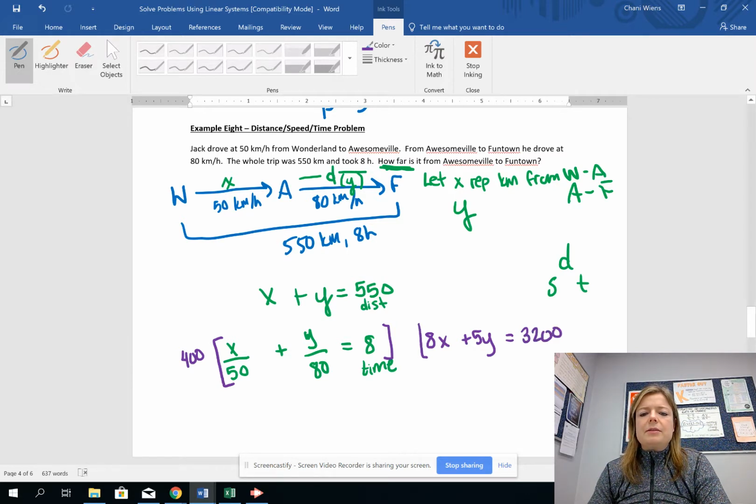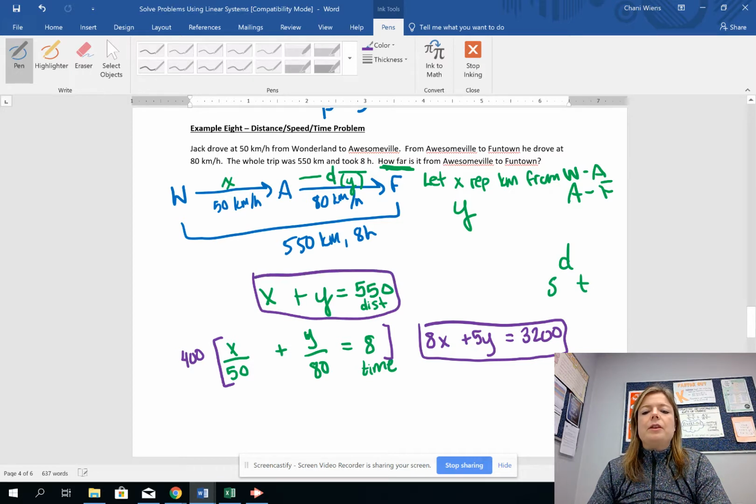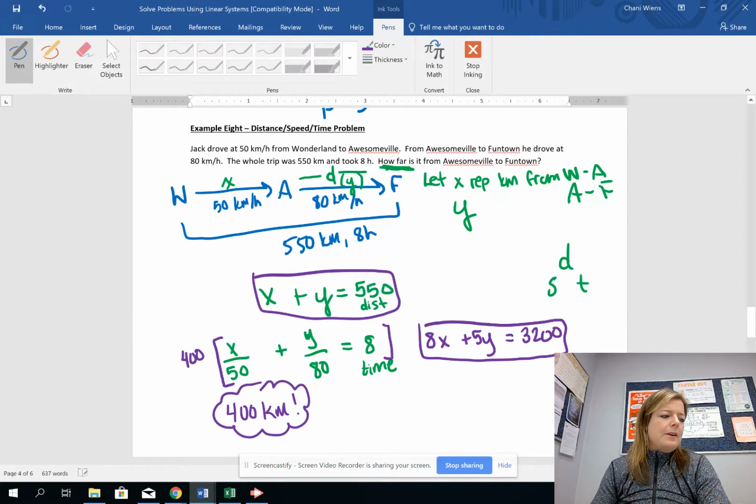So I'm going to use this equation, because it doesn't have fractions in it, and this equation to solve this problem. So again, you can use substitution or elimination. I encourage you, again, to do this on your own. And you should get that the answer, so the distance from Awesomeville to Funtown, is 400 kilometers. Okay, that is the distance from Awesomeville to Funtown.